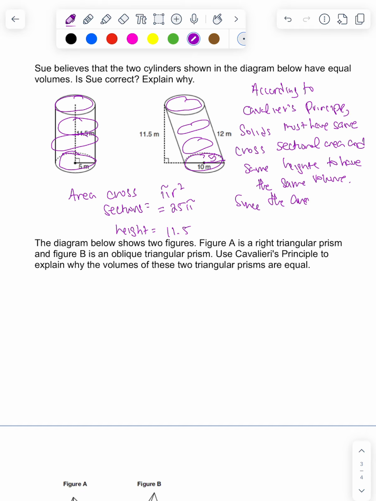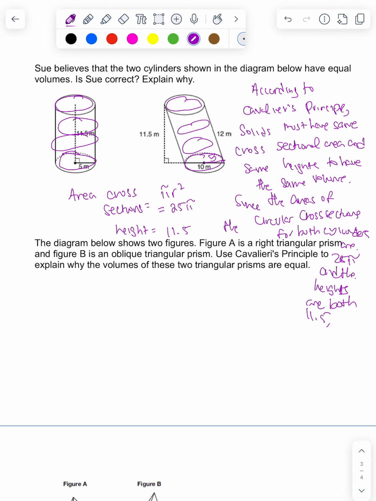Since the areas of the circular cross sections for both cylinders are 25 pi and the heights are both 11.5, Sue is correct that both will have the same volumes. When you're answering Regents questions like this, a good idea is to use information from the question in your answer.